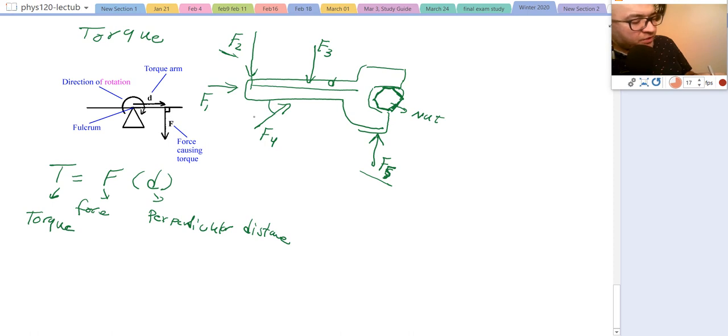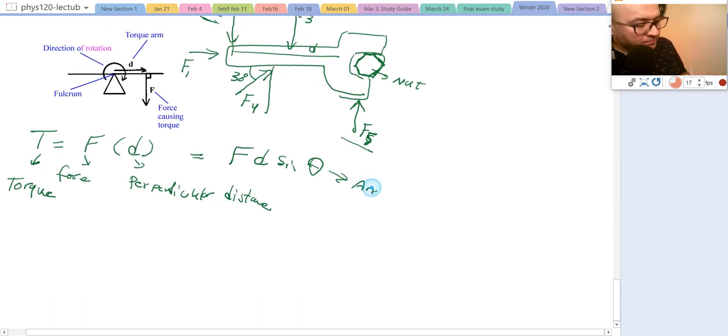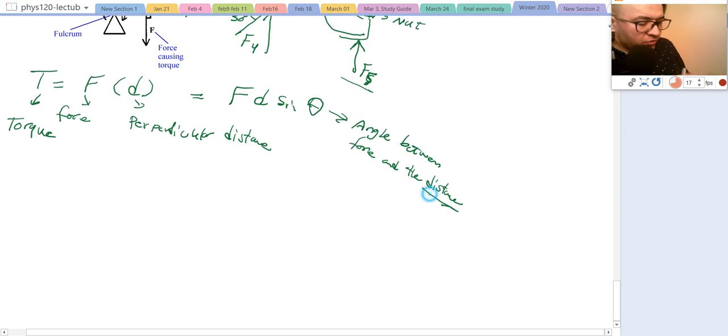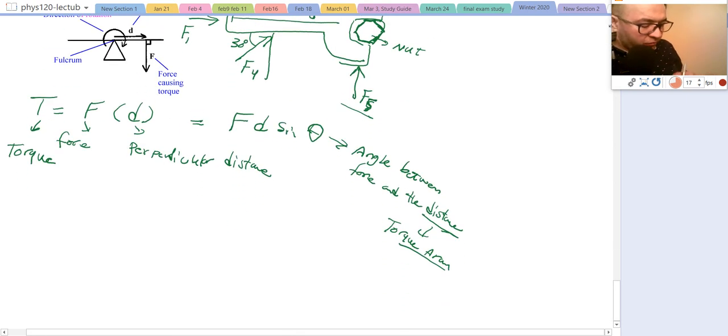Now, the force F4, what should I do about this? If you look at force F4, assume I'm going to give it an angle of 30 degrees. You can see that a little bit of F4 creates something. But which part of it? If you remember the lecture before this, I talked about components. In the components, you can see just the Y component of F4 creates the torque. Now, how can I find the Y component of it? I'm going to make this equation slightly easier for everybody to understand. So I'm going to say T equals F D sine theta. Now, what is theta? Theta is the angle between the force and the distance. The distance is actually what we call the torque arm, which is the arm for the torque.